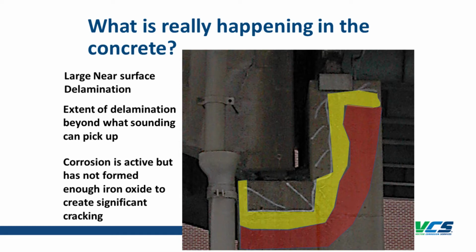What's really happening in the concrete? Here we have a pier, we have a BMC, and we have a delamination. We've gone out and sounded, and we see a delamination right there at the seat. This delamination is found by hammer sounding. So clearly it's large, it's near surface, it's delaminated, debonded from the concrete.